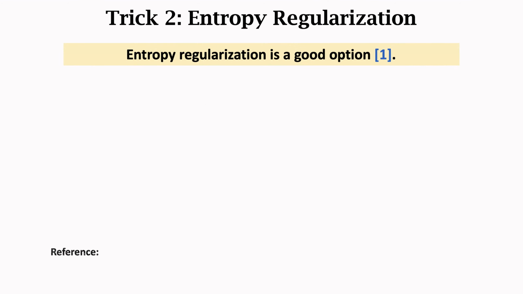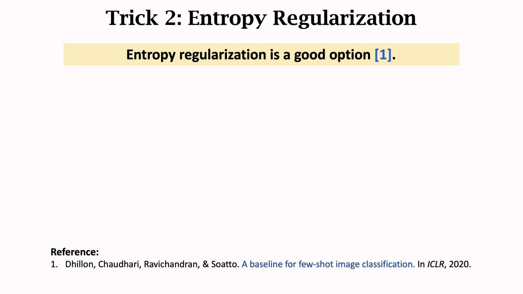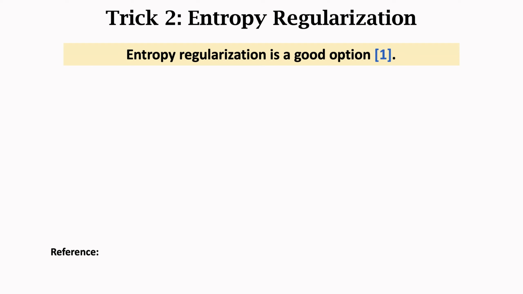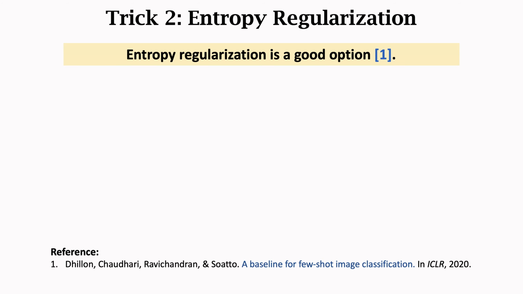The second trick is using entropy regularization. Because the softmax classifier is trained on a small support set, overfitting can happen. A good regularization can alleviate overfitting. This paper recommends entropy regularization. I think it makes great sense.